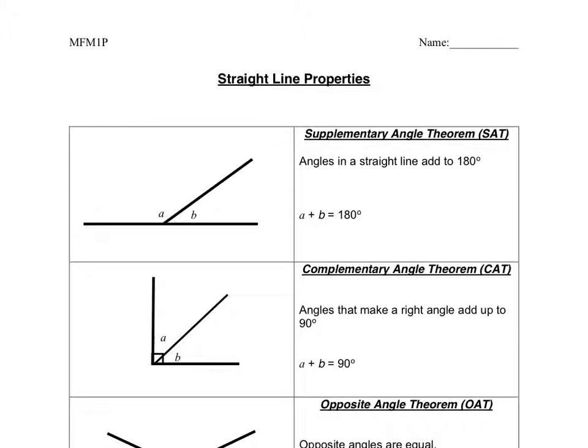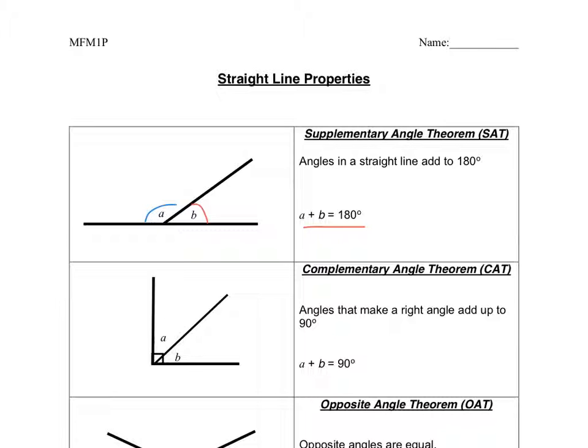The first theorem I mentioned is the supplementary angle theorem, or SAT for short. This theorem says that all the angles on a straight line add to 180 degrees. So here we have a straight line, and then we have this other straight line that cuts this straight line. We see that two angles are formed, A and B. Both of these angles, when added together, add to 180 degrees.